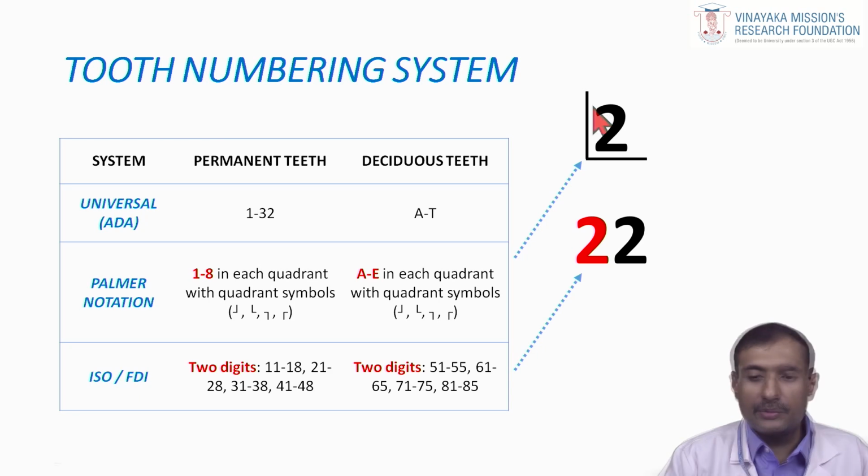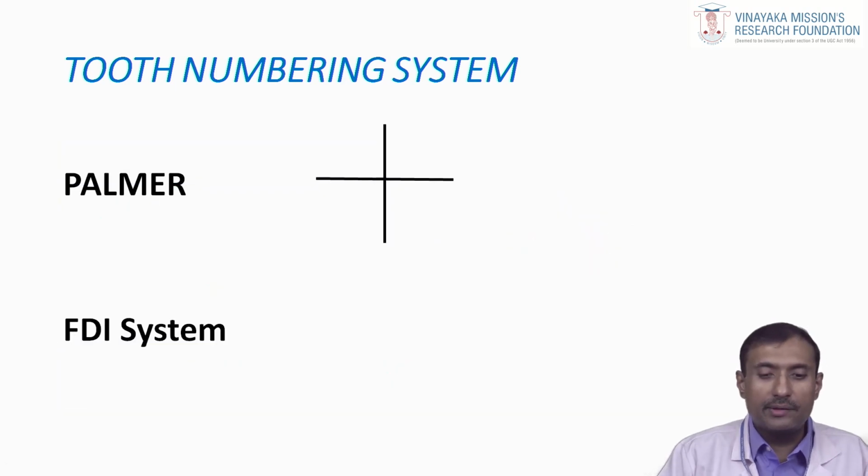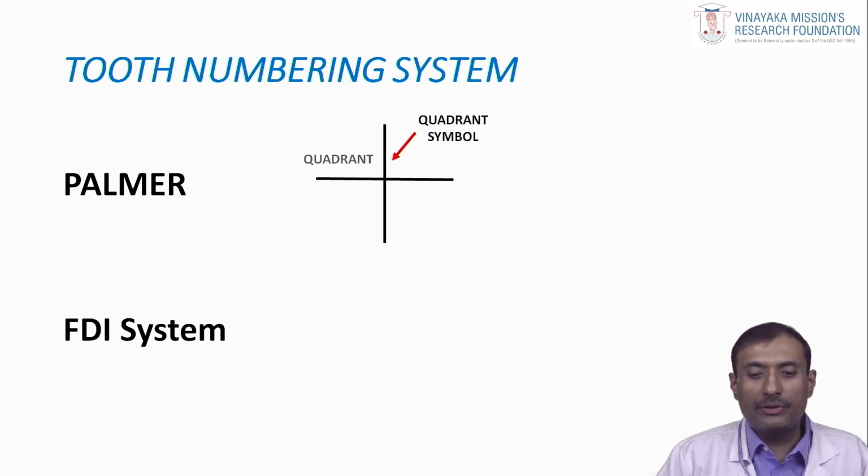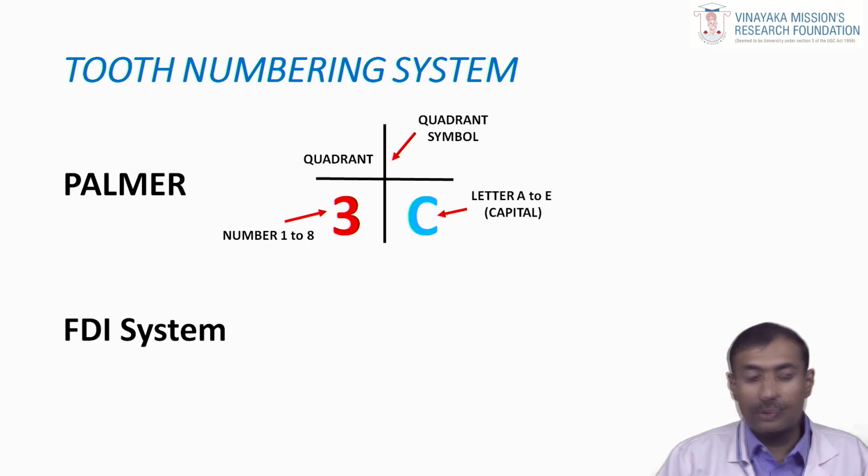This is just an example. As you can see, there is a quadrant symbol followed by the tooth in that particular area. In case of the FDI system, we have a two-digit system. One represents a quadrant while the other represents the tooth. In the PAMA system, I have tried to represent it in the form of quadrants. We have a quadrant symbol which represents each quadrant. In case of deciduous teeth, the teeth are labeled in capital letters from A to E. In permanent teeth, they are numbered 1 to 8. To give an example, here there is a symbol followed by the number 2. So each quadrant has its own symbol.